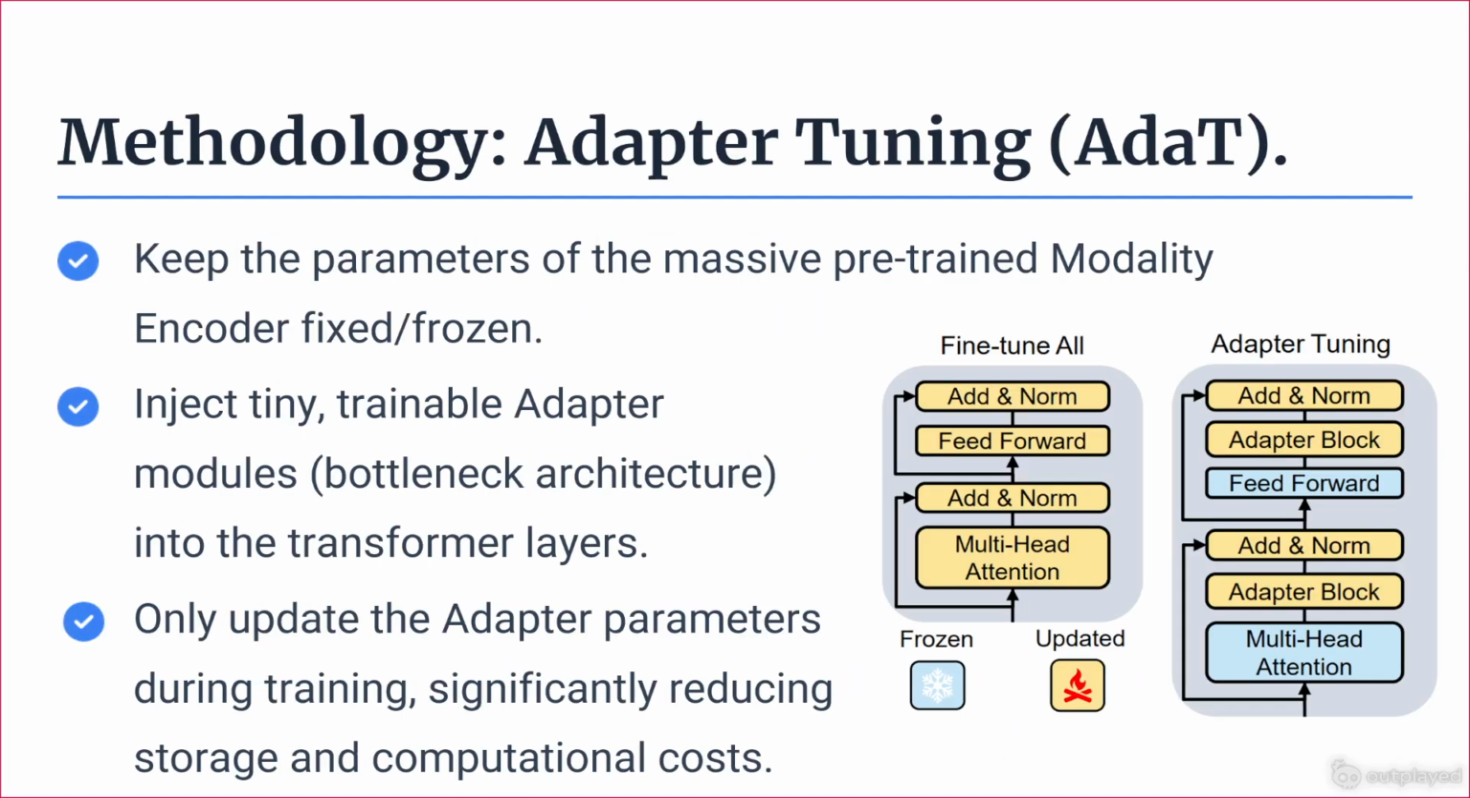To solve this, the authors propose adapter tuning. The idea is simple but effective. As we can see in the figure, instead of retraining the whole model, they freeze the massive pre-trained modality encoder. Then, they inject tiny trainable adapter modules into the transformer layers. During training, only these small adapters are updated, which drastically cuts down storage and computational costs.